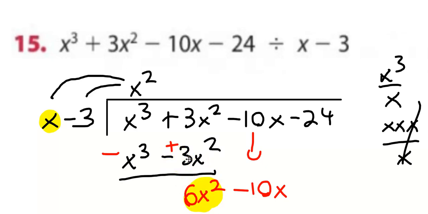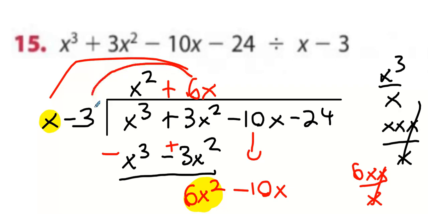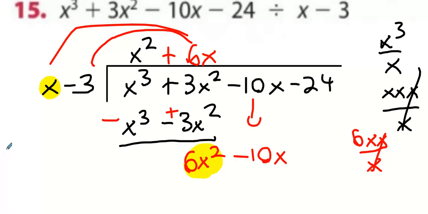It goes to that 6x squared. And what's 6x squared divided by x? There's your second part. What comes after divide? Multiply. So you're going to have to multiply your 6x by your x and your minus 3. What do you get? Yeah. So 6x squared, yeah.